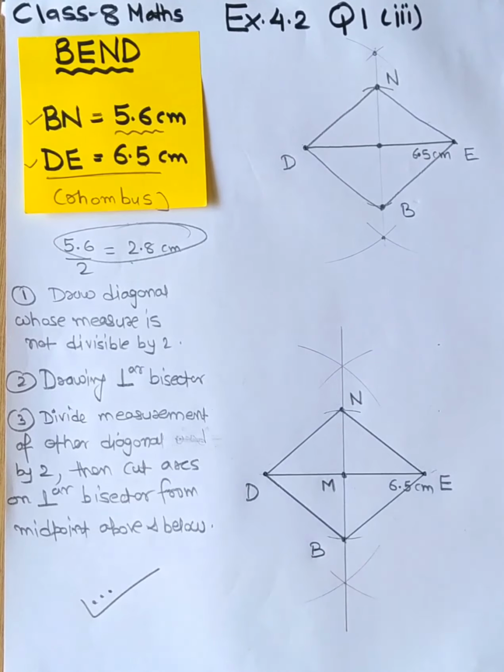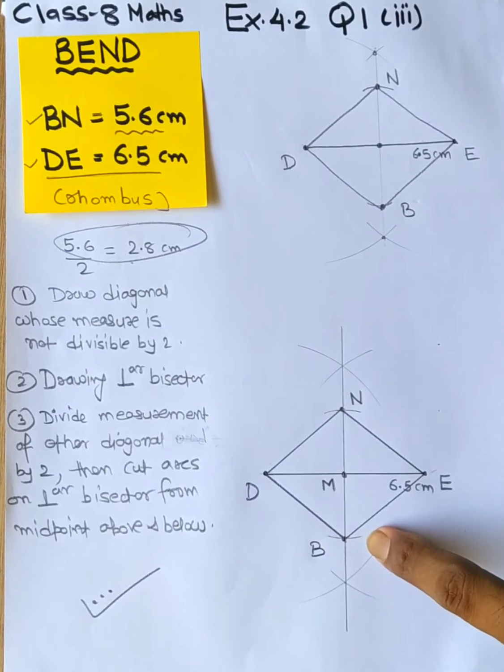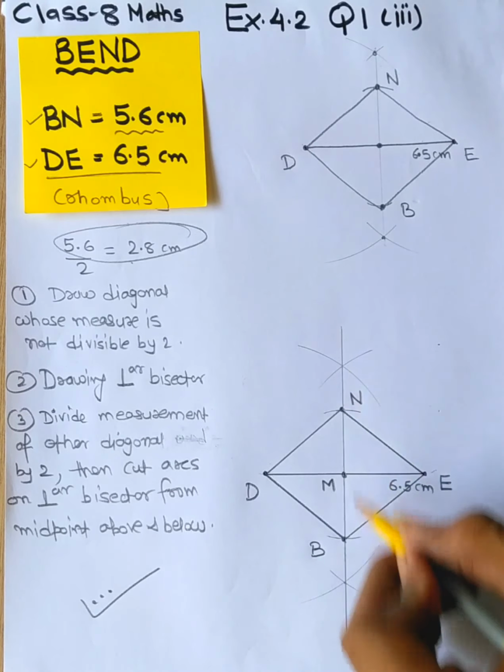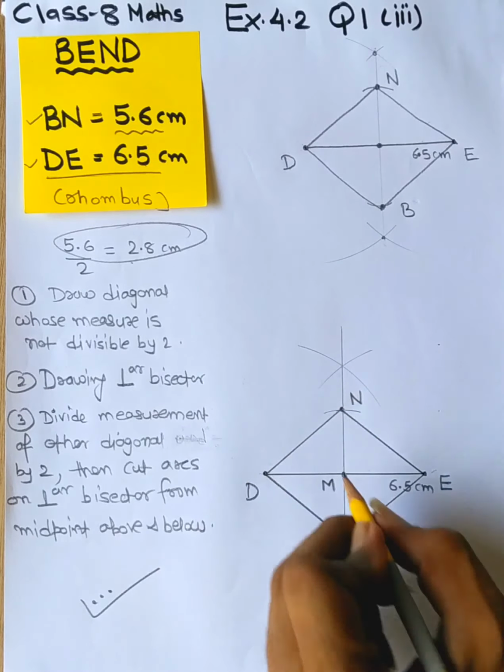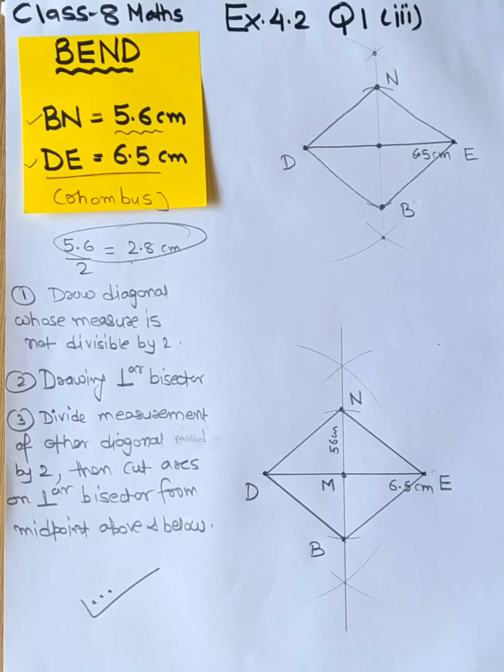Why does this appear a little bit tough? Because no information of sides is given. That is why we have to make our own way of construction, right? So drawing the first diagonal which is not divisible by 2, drawing the perpendicular bisector, then dividing the other measure by 2, from midpoint cutting above and below, right? So we will get these 4 vertices and we will join. Okay, so this will finally be 5.6 centimeter. Clear? So that's all for today. We have finished exercise 4.2. Please practice once more so that you will understand it perfectly. Thank you.